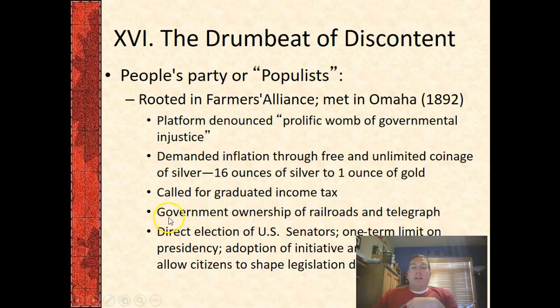When we hear them talking about trying to figure out ways to break up monopolies on railroads and telegraphs, to create the direct election of senators, which means that instead of letting a state legislature choose the senators, you get to vote for that person.